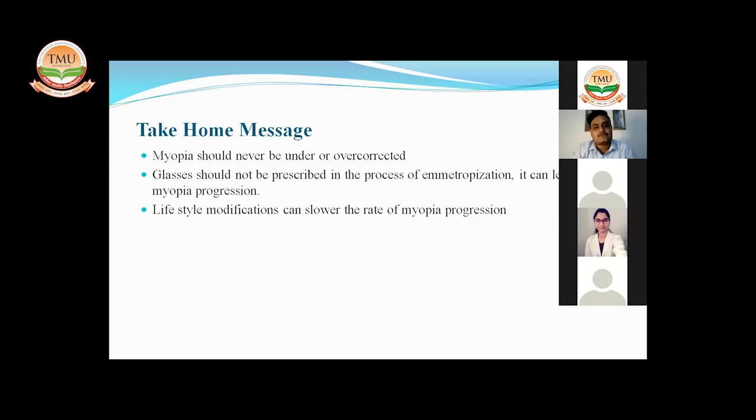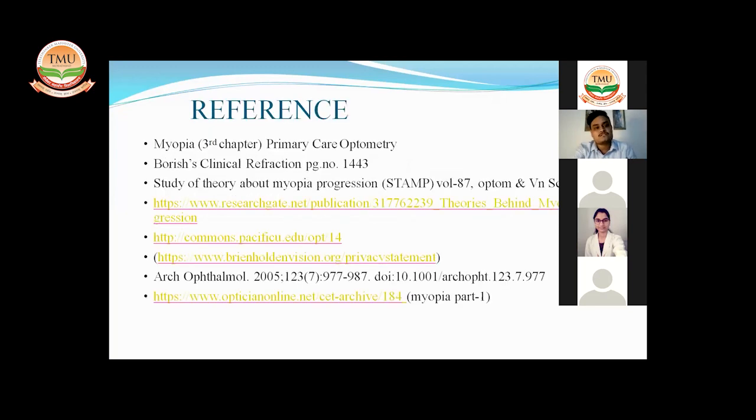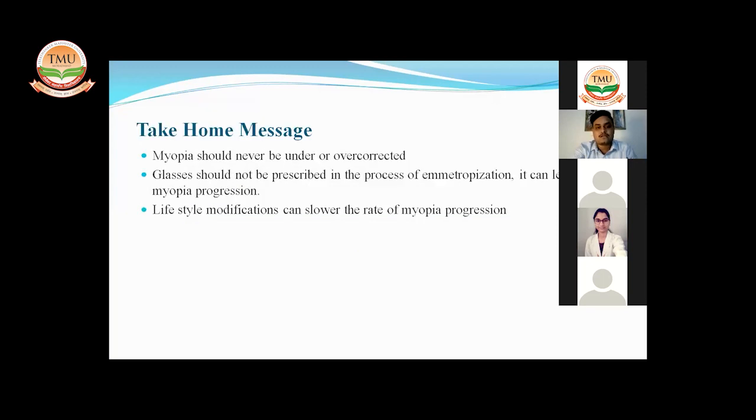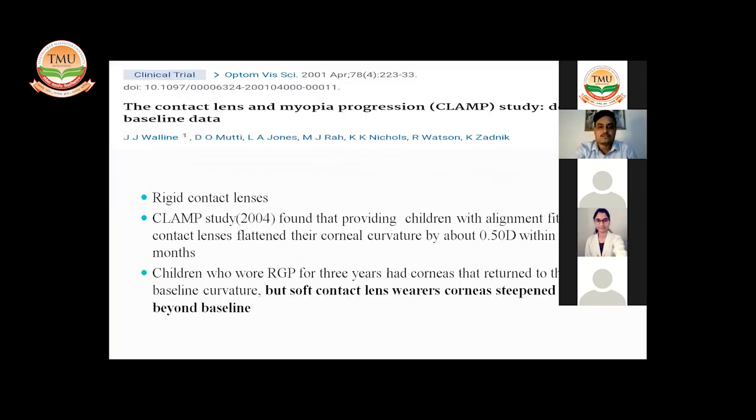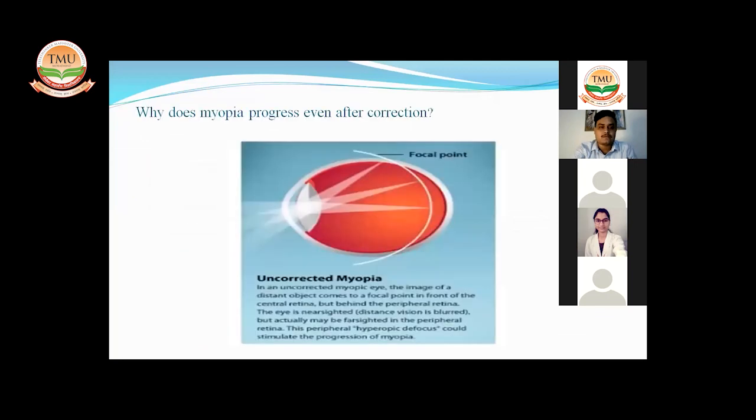Myopia progression and myopia control is not a limited topic. There are a number of things, and whatever we have seen is not complete, but it cannot be completed in one session. So this is all about myopia progression, risk factors, and myopia control. These are the references, so here I'm ending my presentation. I would like to take questions, if anyone has any, regarding myopia progression or myopia.